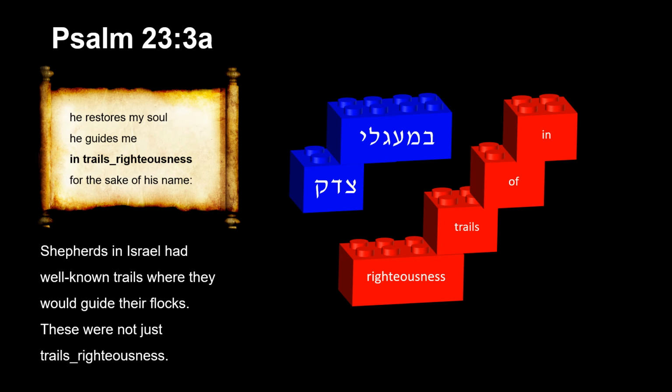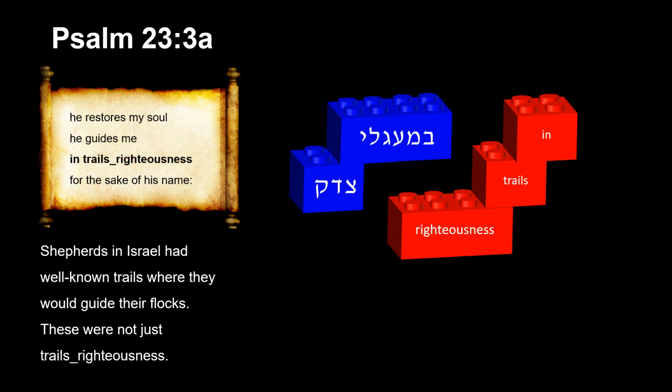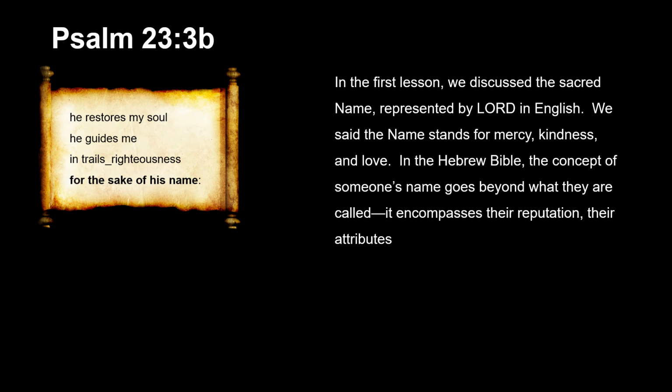So let's just look at the delete process here. Lose the "of," and we have "in trails righteousness." Okay, now we look at Psalm 23:3b.